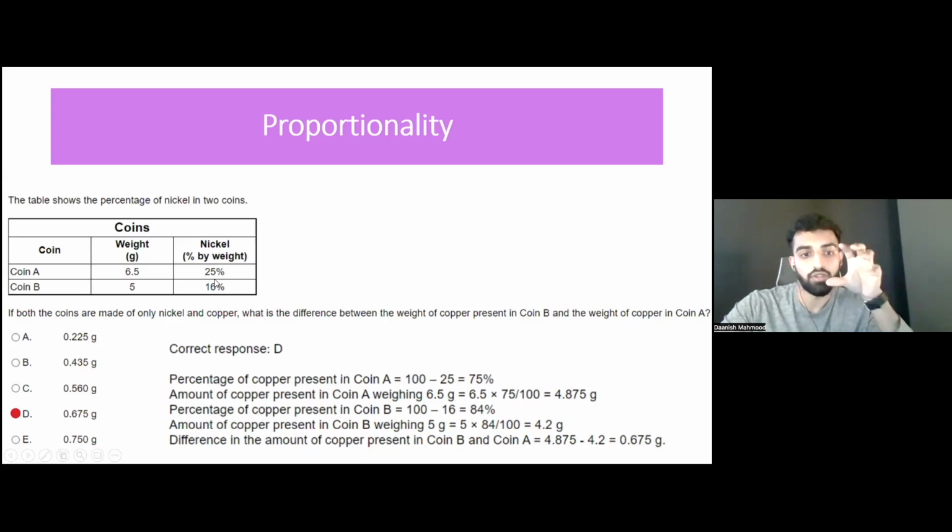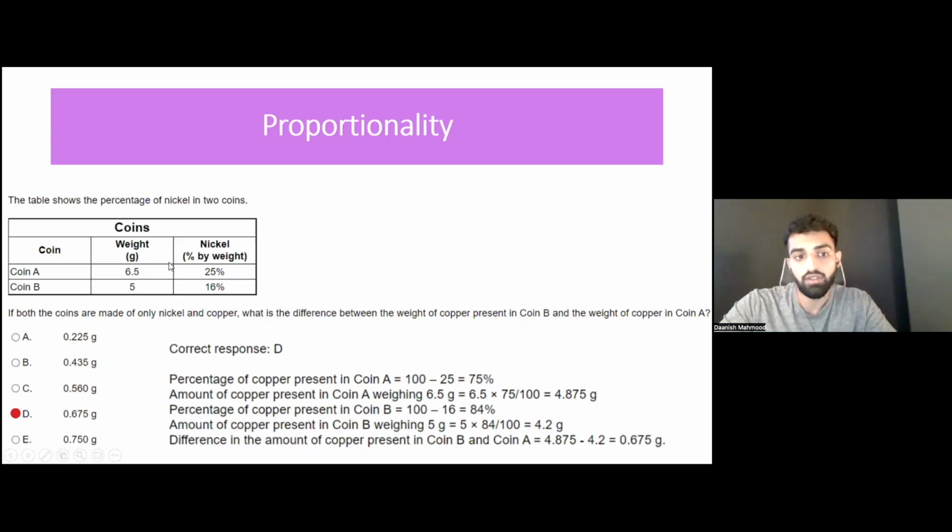So again, that's a very easy mistake to make. Also in this question, you can eyeball some of the stuff. So I just did that in my head, right? 100 take away 25, 100 take away 16. You don't need to use a calculator for those calculations.